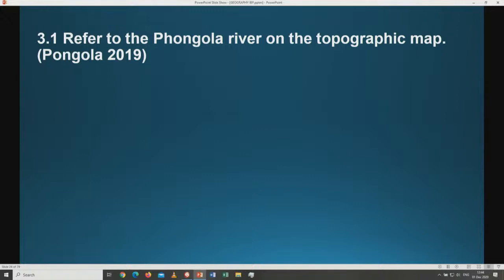All right, grade 12. And then the following question says, refer to the Pongola River on the topographic map. Now, this question, grade 12, what must come to your mind about this question is that this is a geomorphological question, because they are now asking you about the river. And we know that we've got our rivers in the geomorphology section of our theory geography.